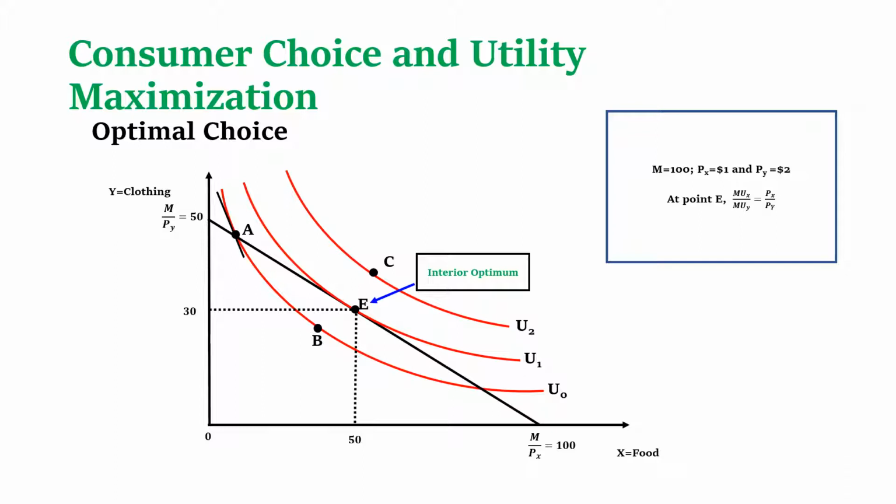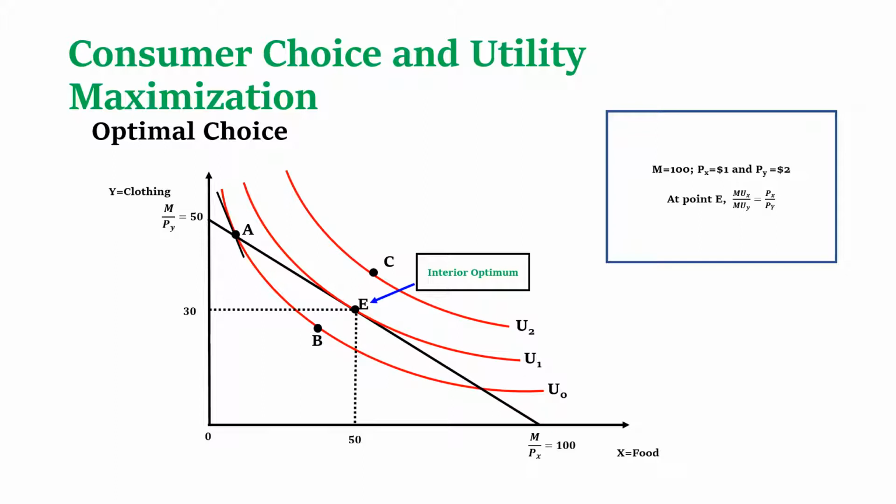Now, if we look at the diagram here, we see that at that particular point, point E, the point where the indifference curve is tangential to the budget line, the consumer maximizes utility. Now remember, that is referred to as what? An interior optimum. Now this is not a corner solution. There is no corner solution here. So this is an interior optimum.